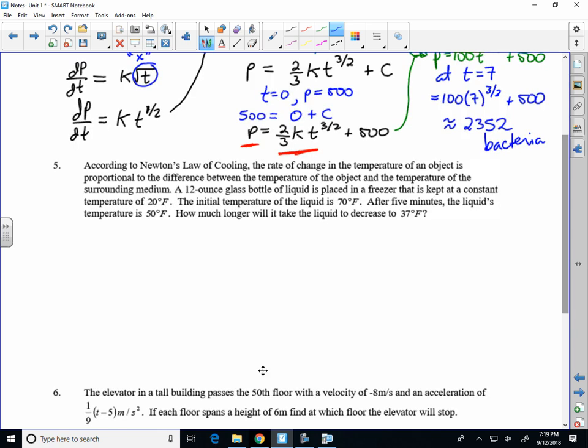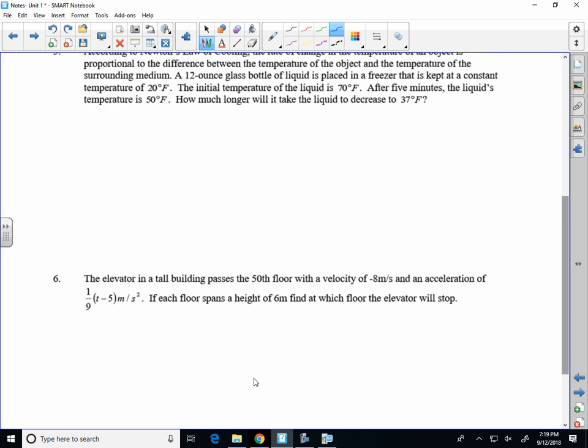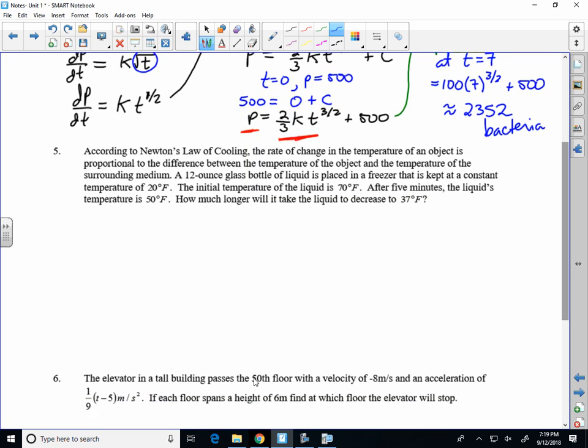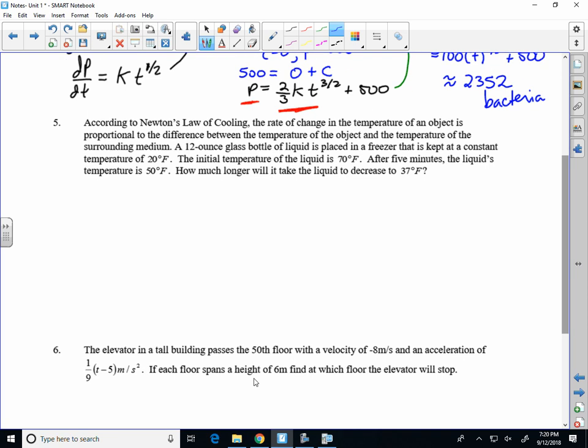Oh, I found the elevator problem. I was wondering where that went. No, before it's stopping at. Fun fact, time works its way in. You actually need to figure out at what time it is at a velocity of 0 in order to determine what floor it would be at. So it's in there.